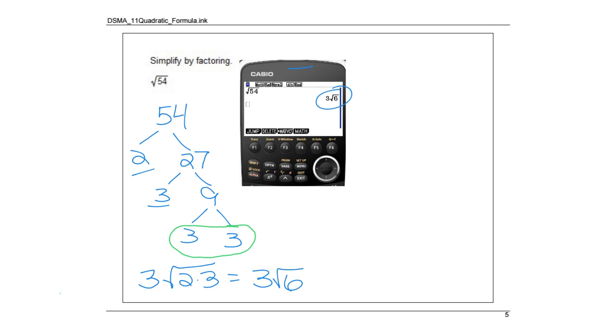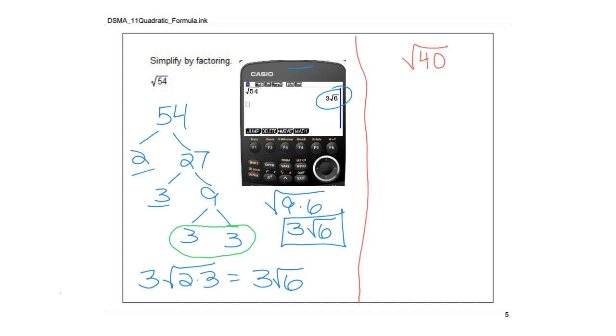Now, another way of looking at this is that 54 is 9 times 6, and the square root of 9 is 3, but the 6 is not a perfect square, and so it would have to stay underneath. So this is called simplifying radicals. Again, this is why we like the Casio, because the Casio takes care of it for us. Let's look at another one here.